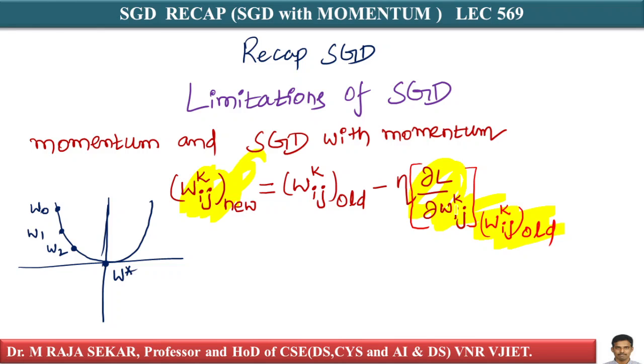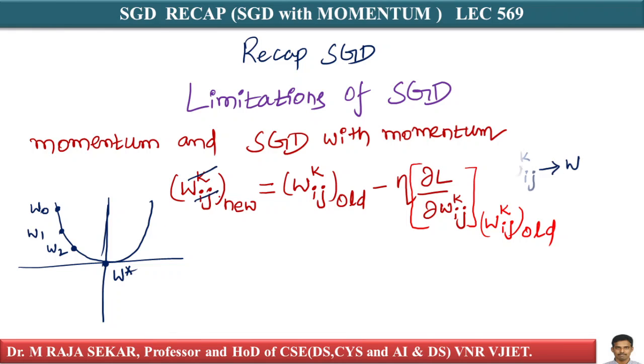What does it mean? You compute the derivative at the previous point, the old point, because this derivative is a tangent, isn't it? Basically, derivative means tangent. That's what we discussed in our previous lecture. Just try to remember the meaning of derivative. It is the tangent.